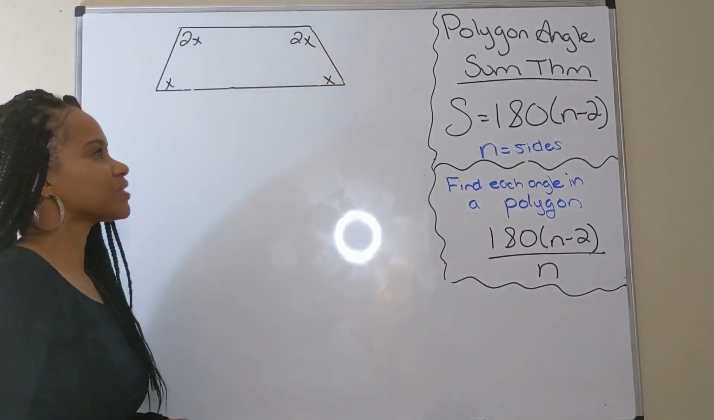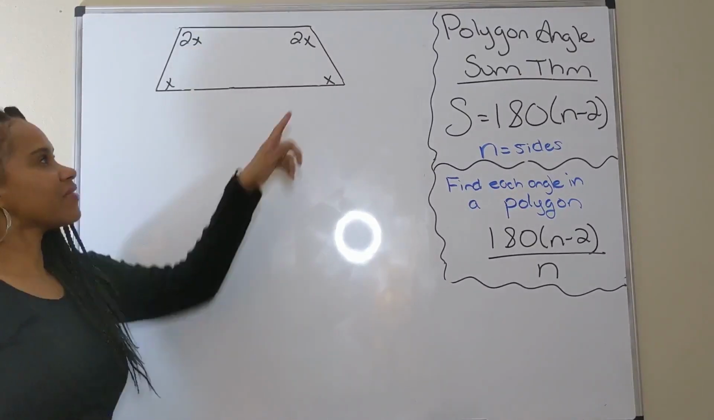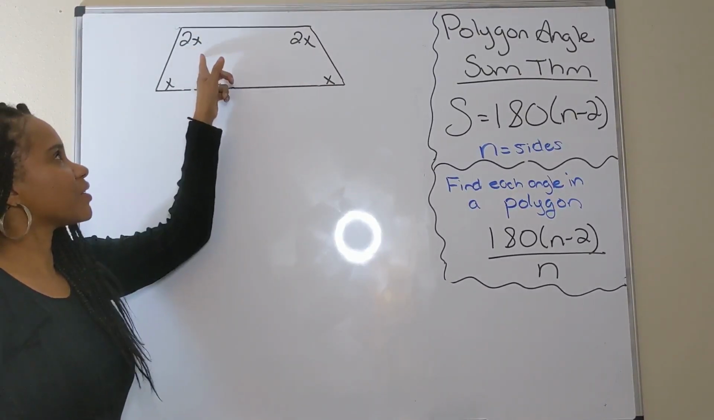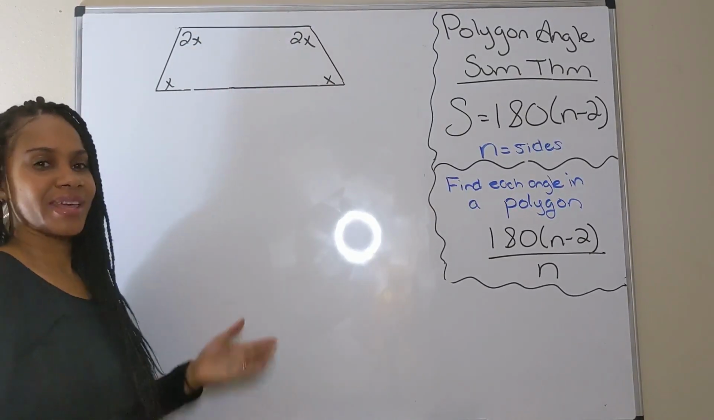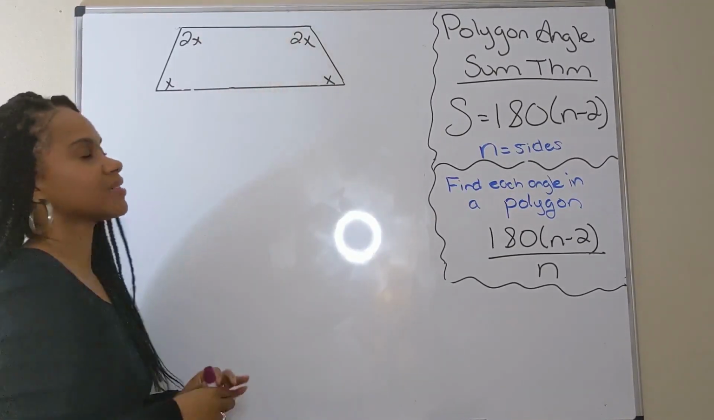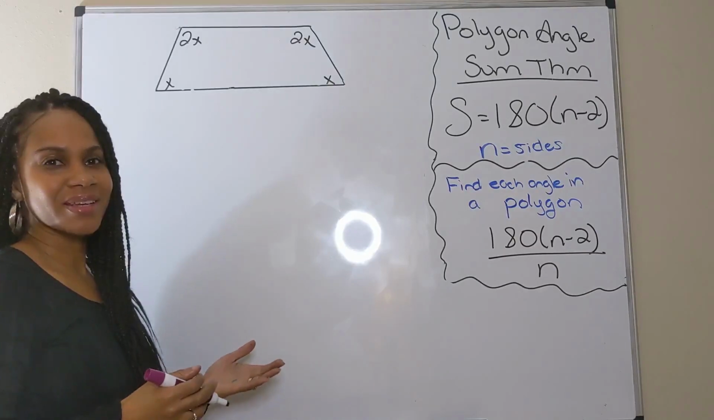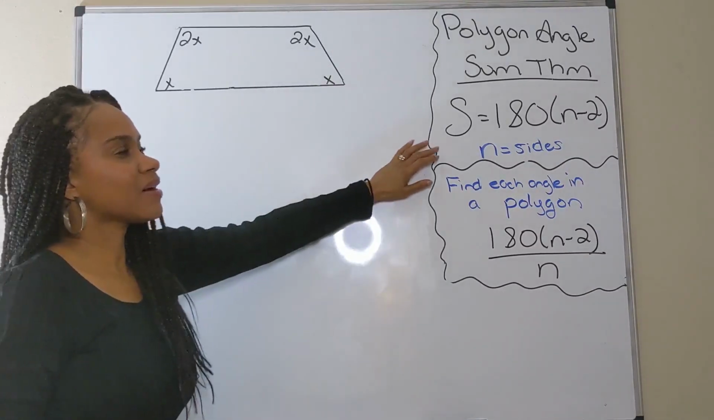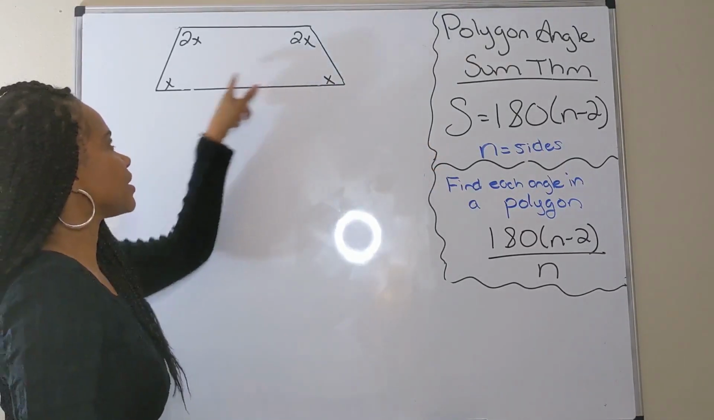All right, so we're going to use the Polygon Angle Sum Theorem to find the value of x, or the value of each one of these angles in this polygon. Notice that it is not a regular polygon because the angles are not the same. But we're going to use the Polygon Angle Sum Theorem to find the measure of each one of these angles.